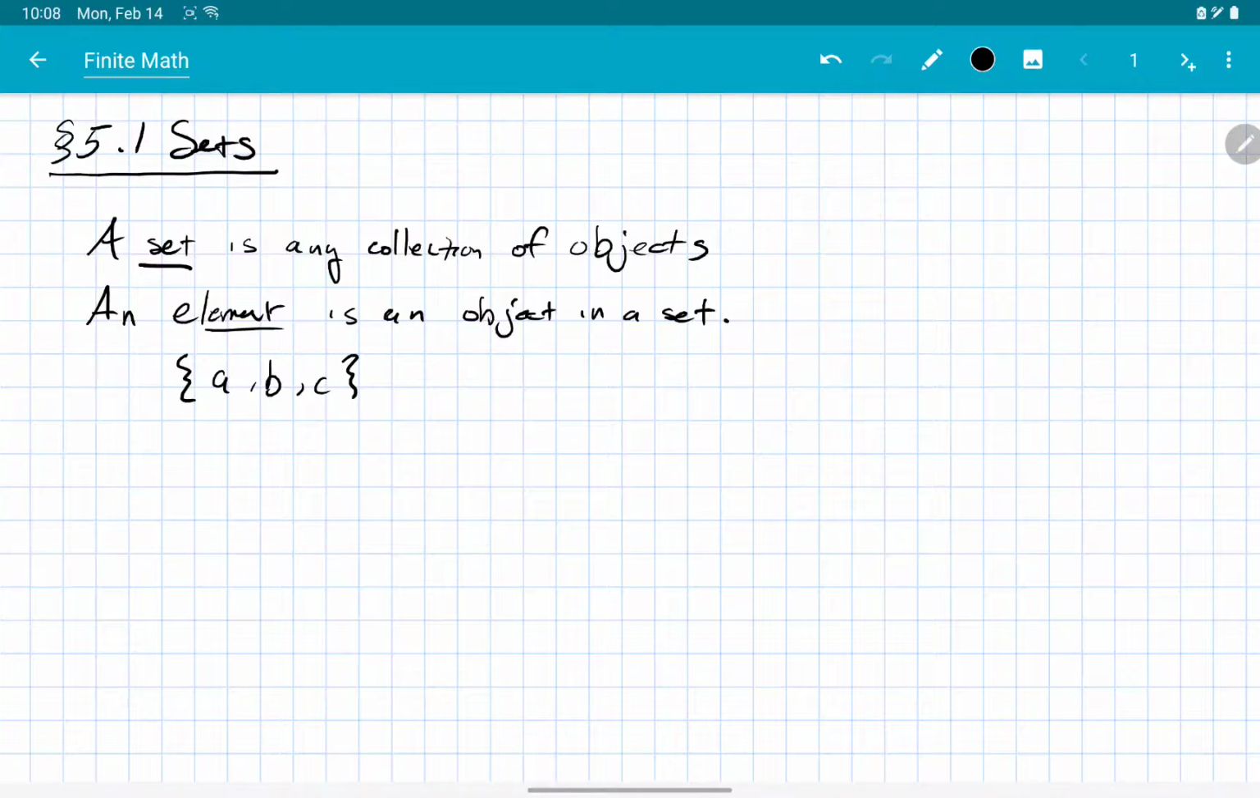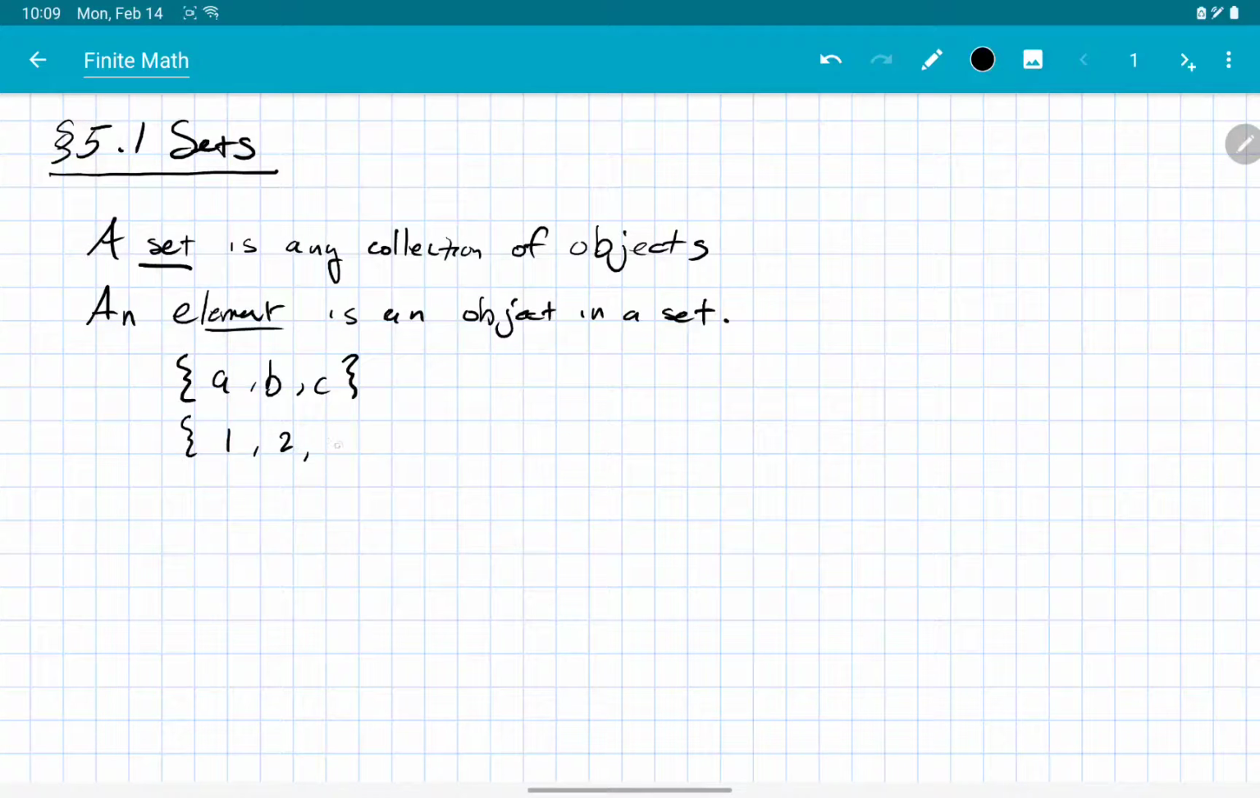I use the squiggly brackets, that's the custom. And this set is a set with three elements. A is one of the elements, B is another element, and C is the third element. Okay, so that's an example of a set. So that set has three elements.